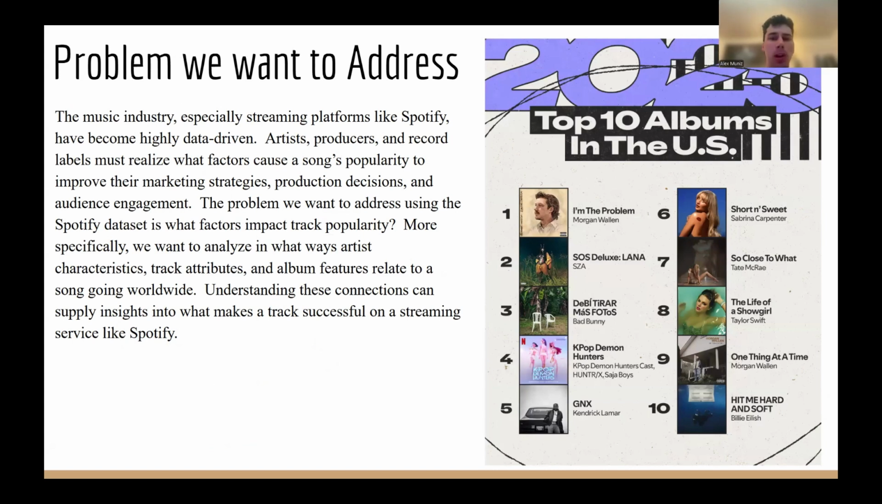And here's the problem that we want to address. The music industry, especially streaming platforms like Spotify, have become highly data driven. Artists, producers, and record labels must realize what factors cause a song's popularity to improve their marketing strategies, production decisions, and audience engagement. The problem we want to address using the Spotify data set is what factors impact track popularity. More specifically, we want to analyze in what ways artist characteristics, track attributes, and album features relate to a song going worldwide. Understanding these connections can supply insights into what makes a track successful on a streaming service like Spotify.